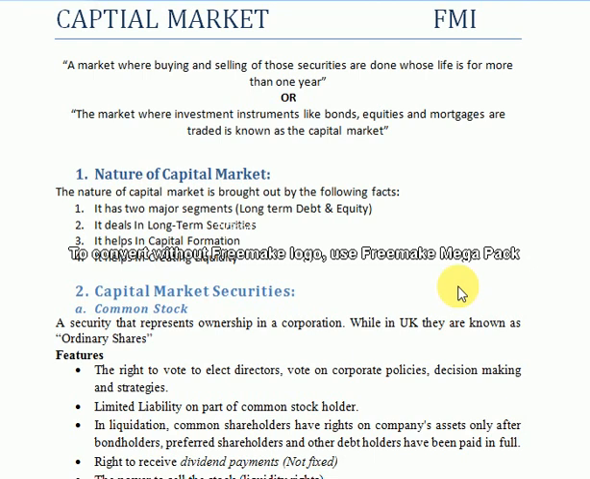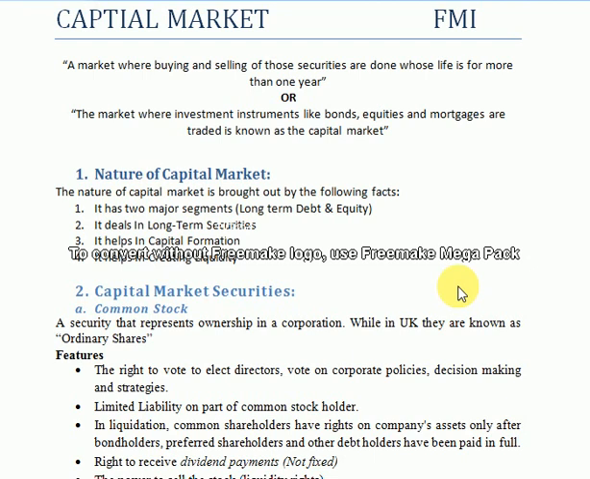The next topic is the nature of the capital market. The nature of the capital markets is brought out by the following facts. Like the money markets, dear students, the capital market also has a very important role and some proper nature. It plays a significant role in the national economy. A developed capital market contributes immensely, at a huge level, to speedy economic growth and development. So let's see now.